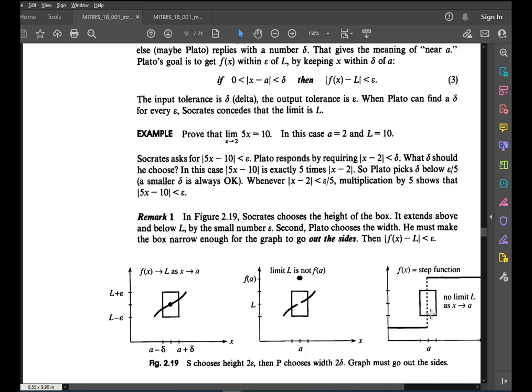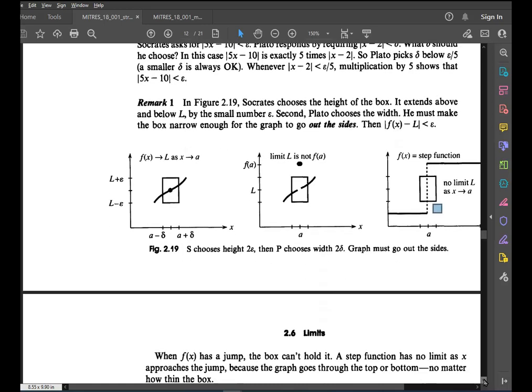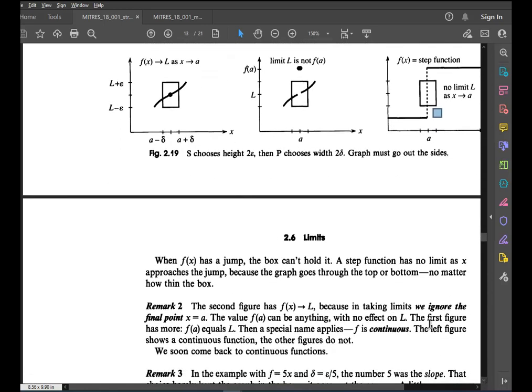Okay. In this case, there's actually no limit at all, because as your x gets closer and closer to A, you get ambiguous signals. If it gets closer to A from this side, it gets close to this value. If it gets close from this side, it gets close to this value. There's no single value. In this case, the limit does exist, but the limit is not equal to the value of the function. And you can see that visually. Very nice that that's reflected in the graph. If there's a jump, then it's not continuous.